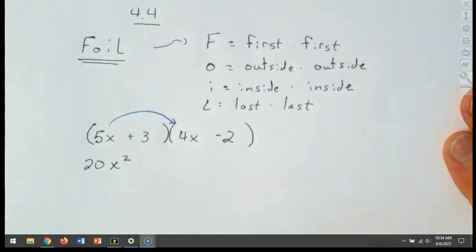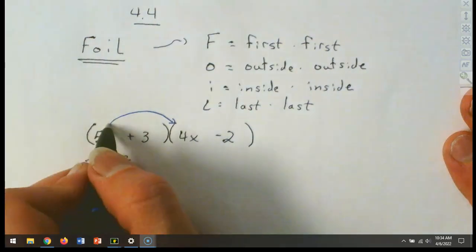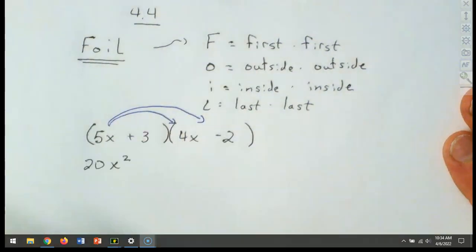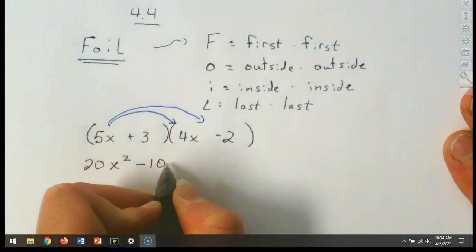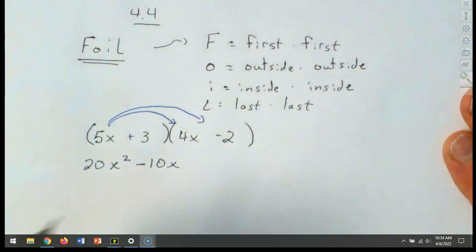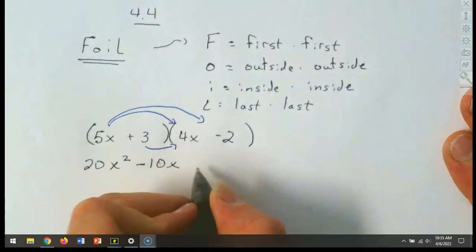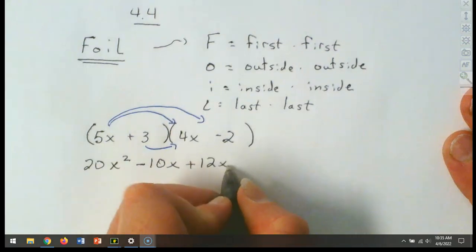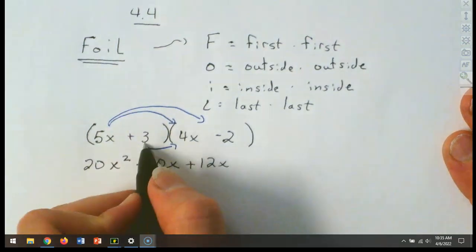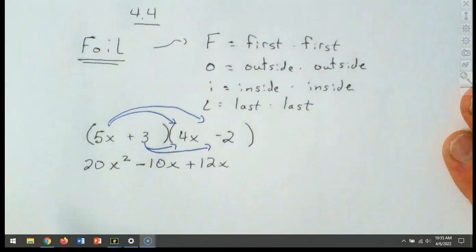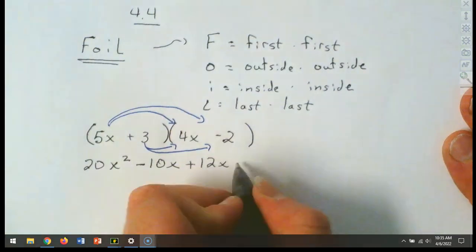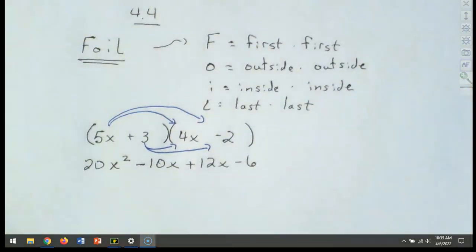Then we do the outside times the outside, which is here. And that's 5x times a negative 2. That makes it a negative 10x. And then we do the inside and the inside. 3 times 4 makes it 12x. And then finally, we do the last times the last. And 3 times a negative 2, well, that makes it a negative 6. Nothing new. When you're done here, you'll end up with 4 terms.